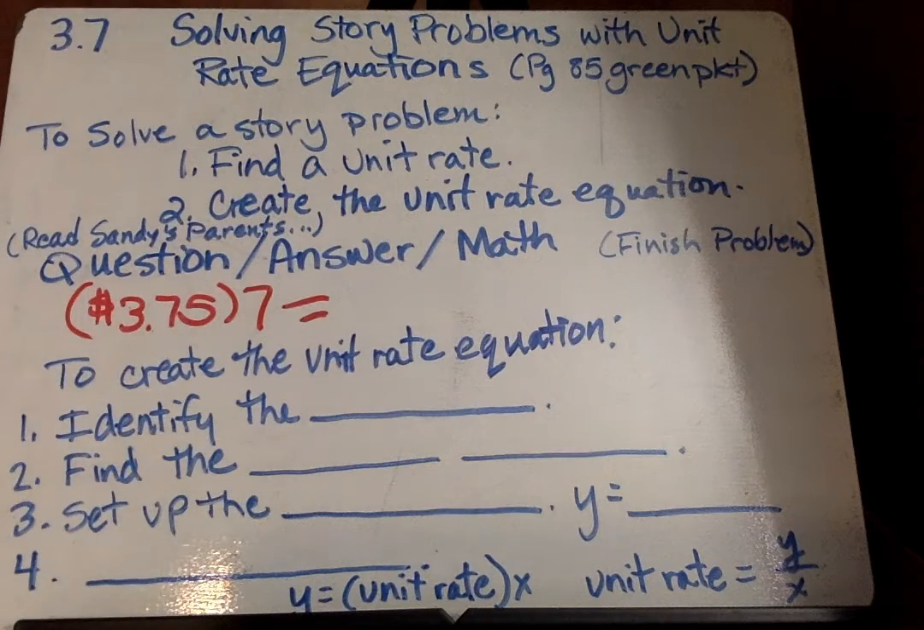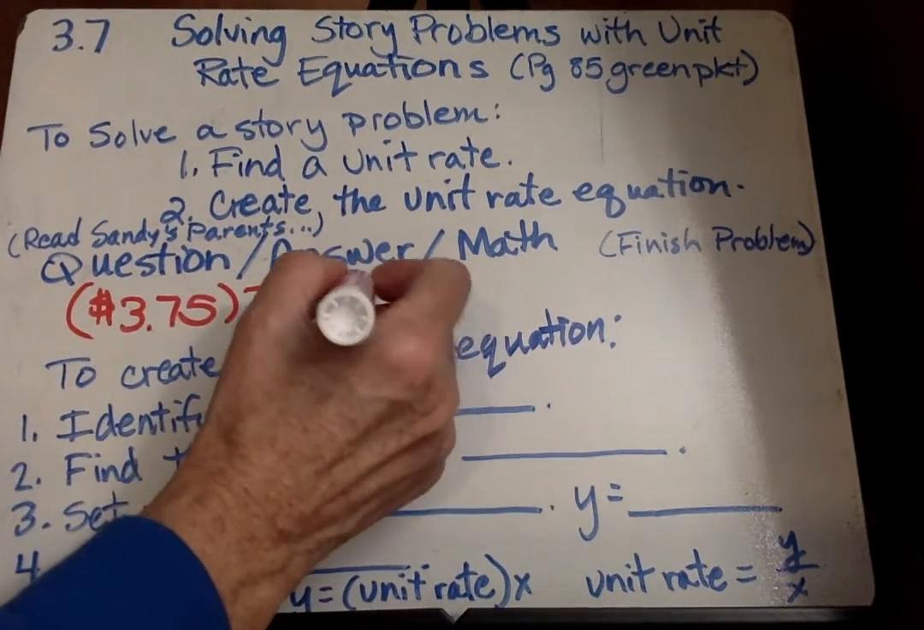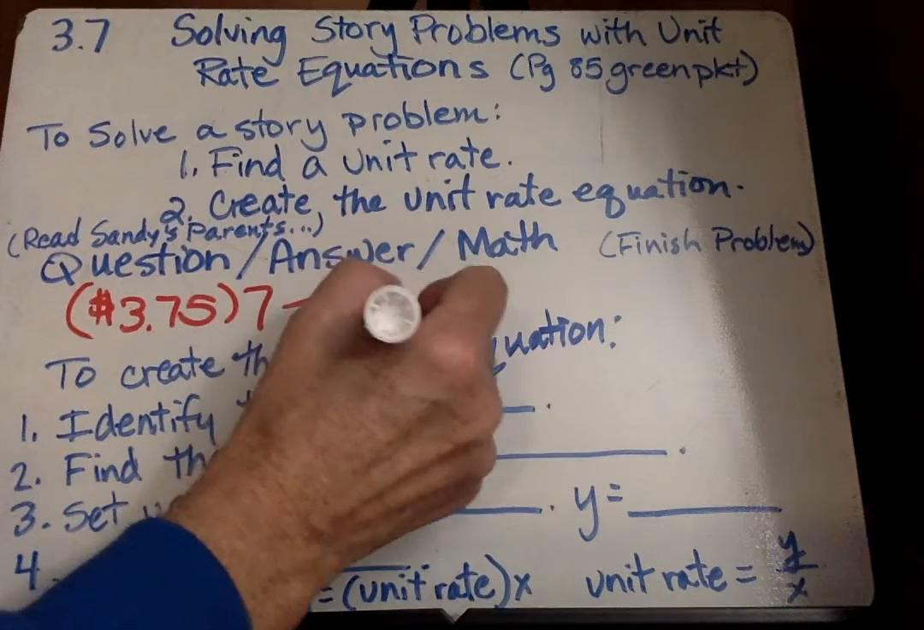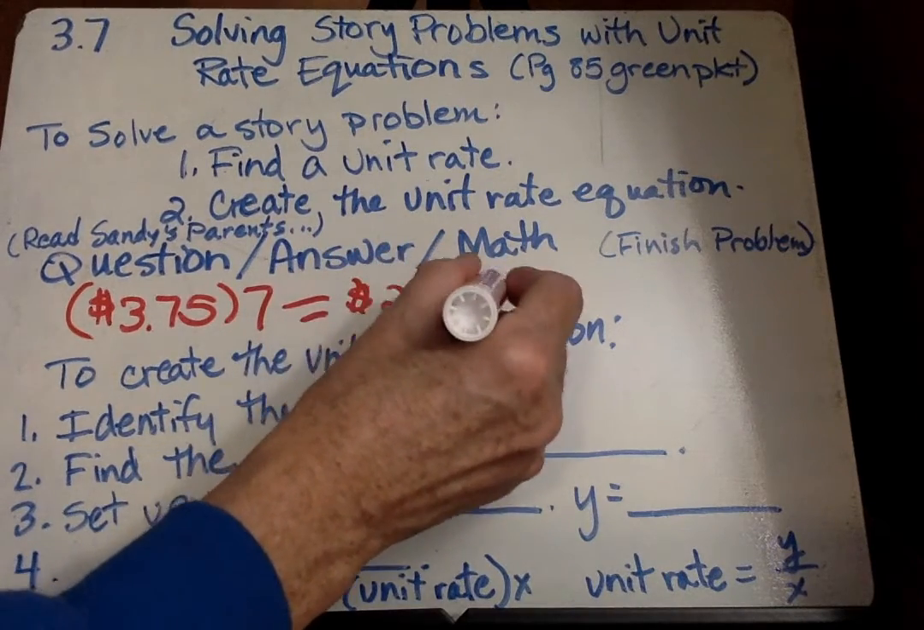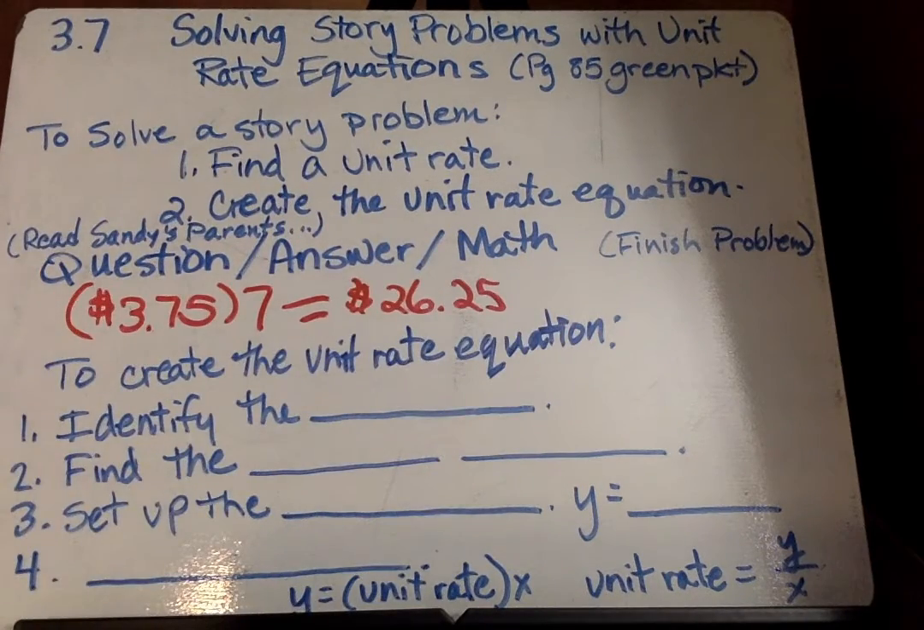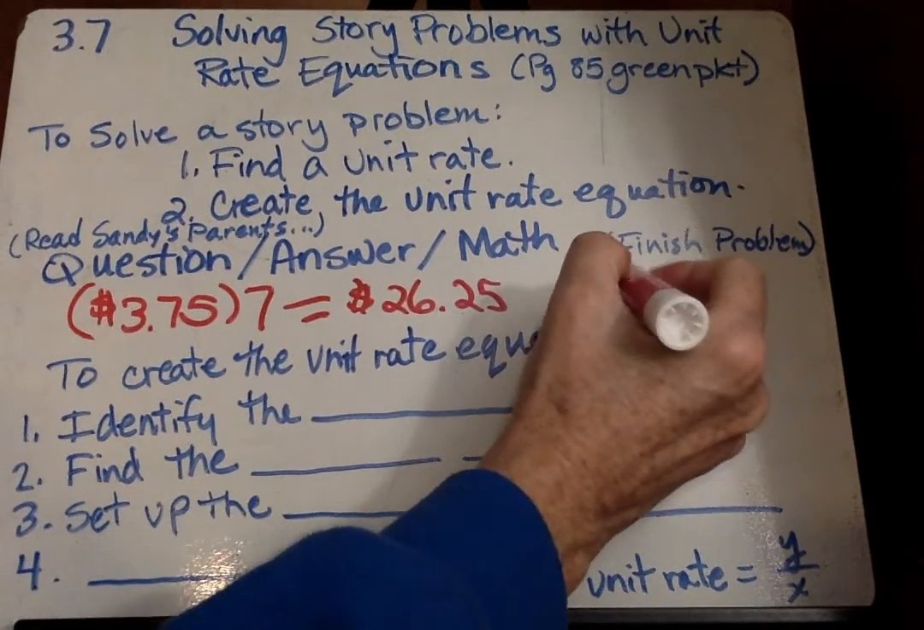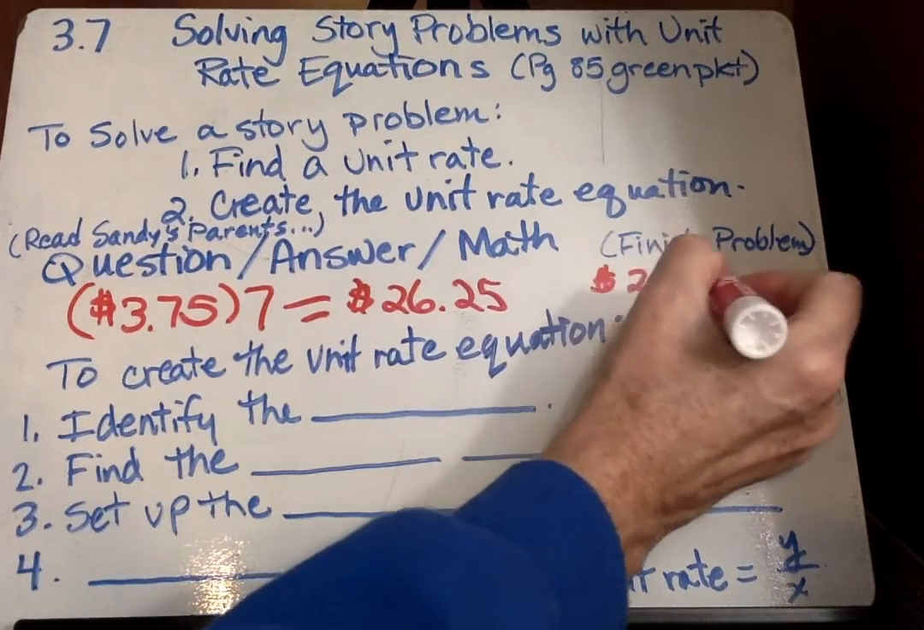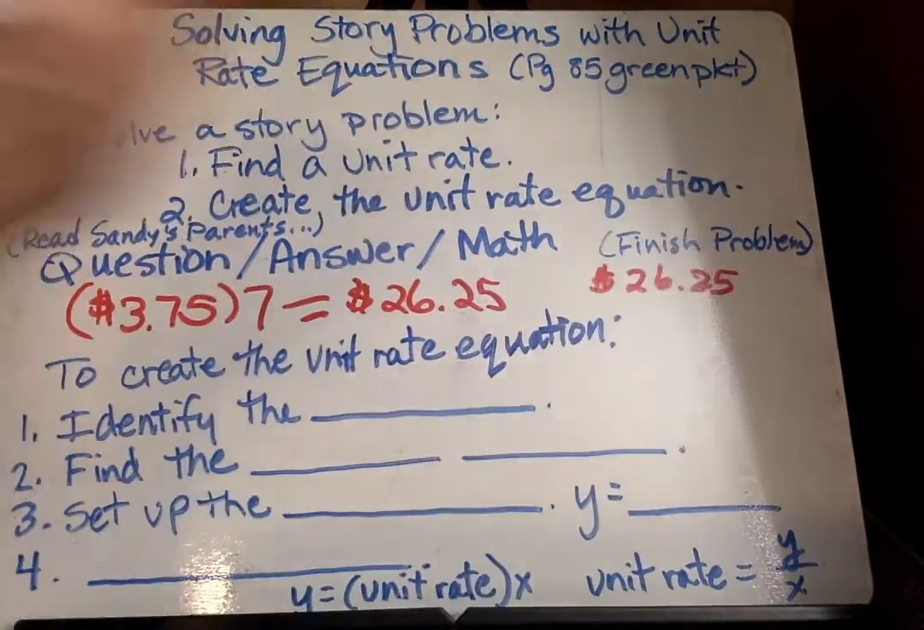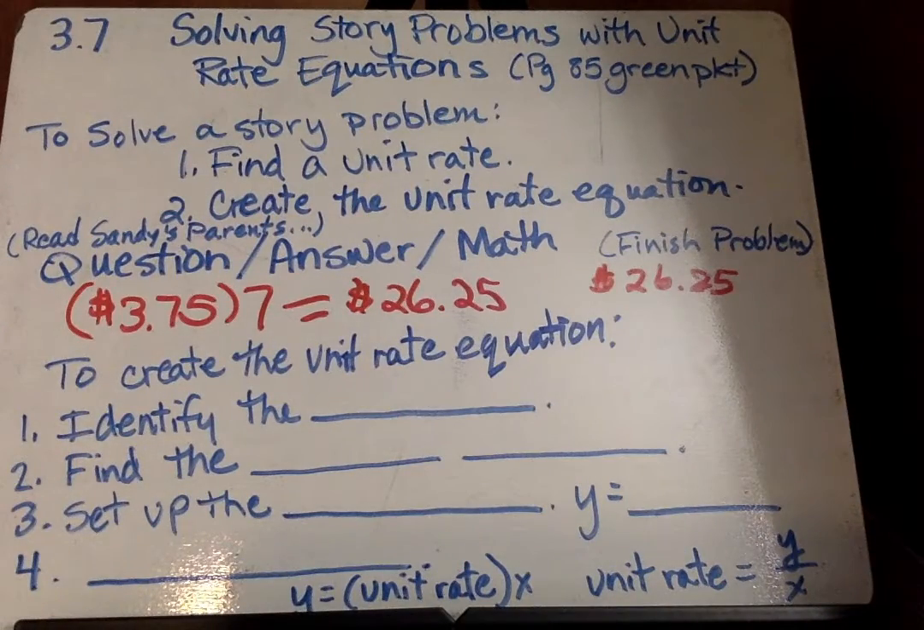$26.25. Always ask yourself, does that make sense? Yeah, that's about right. For 7 people, $3.75, so it's almost $4 a person. Okay, so $26.25 is your answer there. So in the sentence, you add this into the sentence: it will cost $26.25 for 7 people to go to the movie.